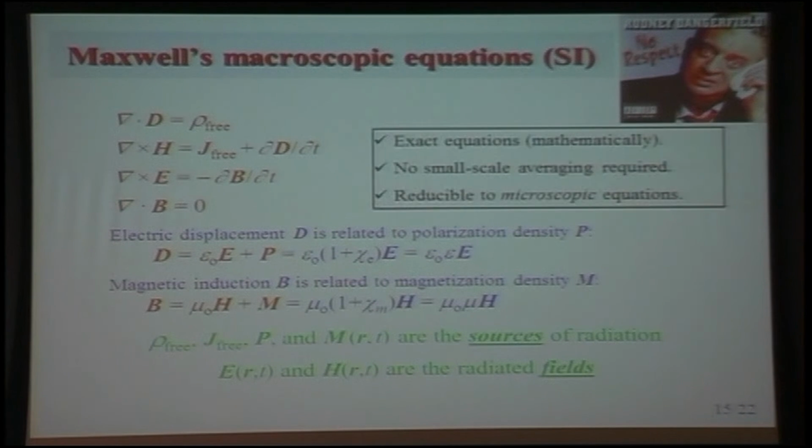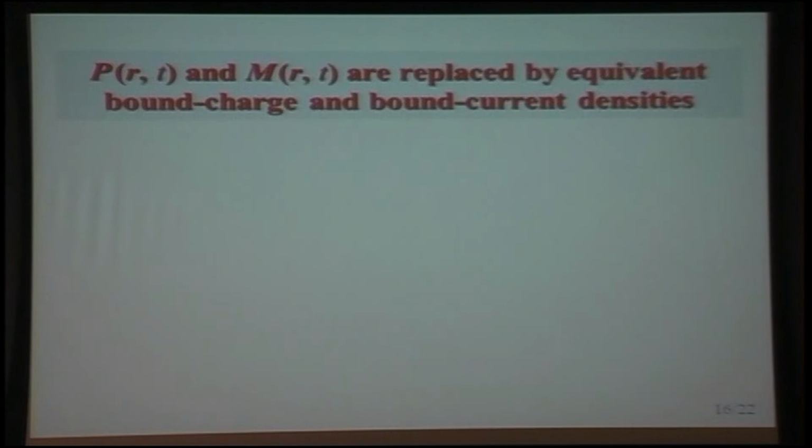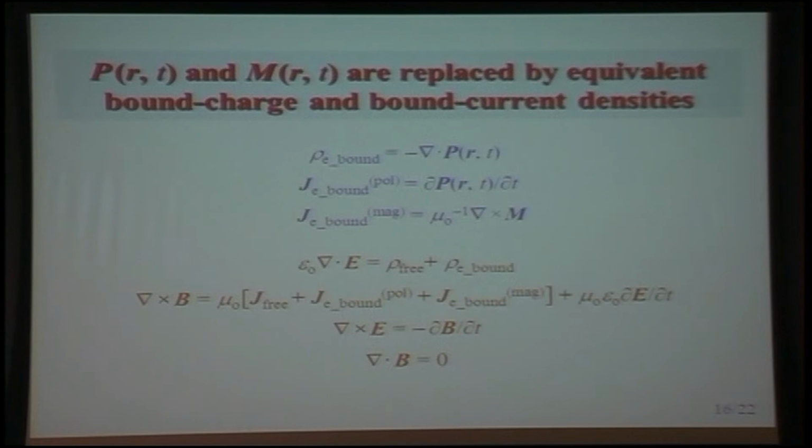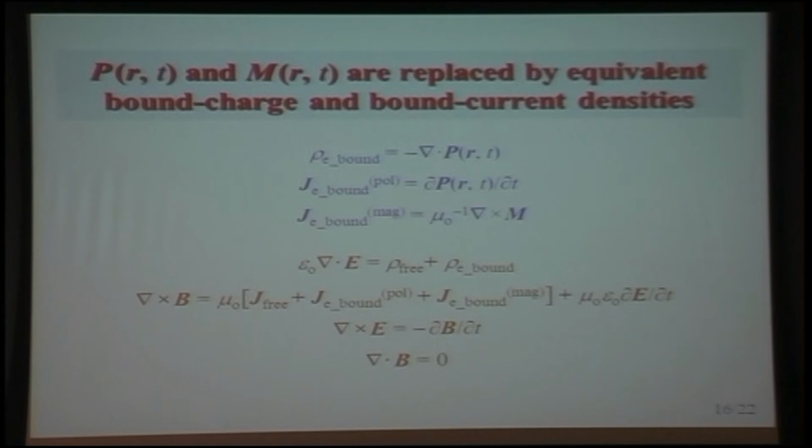These are exact equations. There's no need for smaller scale time averaging. And of course, they're reducible to microscopic equations. But as they are, they contain a lot of information about what electric dipoles and magnetic dipoles are. So without doing any physics, we can just do algebra, define the bound charge density and bound current density according to these formulas, put them in Maxwell's equations, and we see that D and H disappear. So now everything becomes charge and current according to the classical theory.